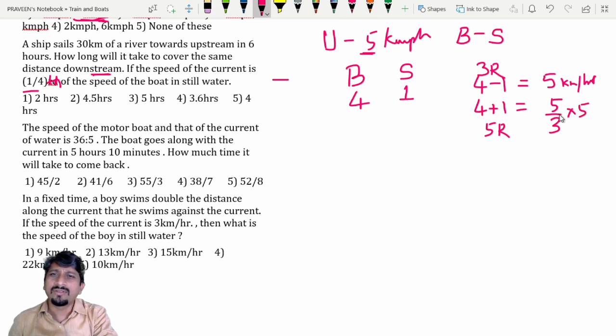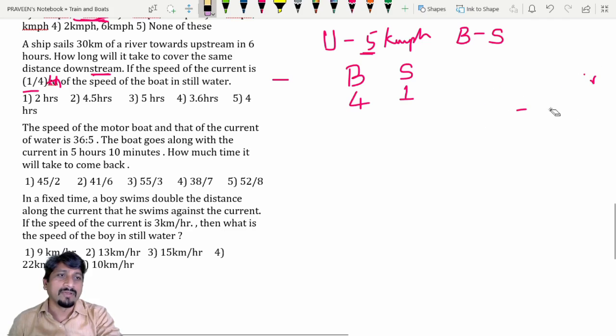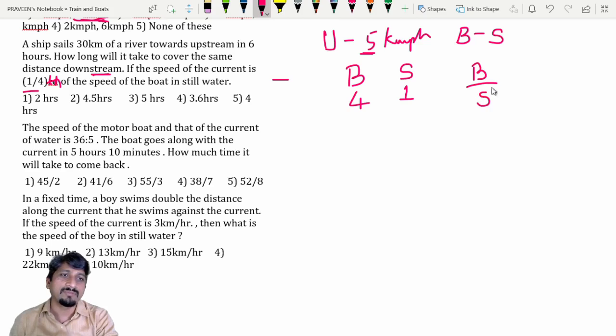Okay, we'll not do this one because this is taking unnecessary time. Okay, I will do it another way. Let me see whether we can. So this is the speed ratio, right? This is the speed ratio, boat speed upon stream speed.